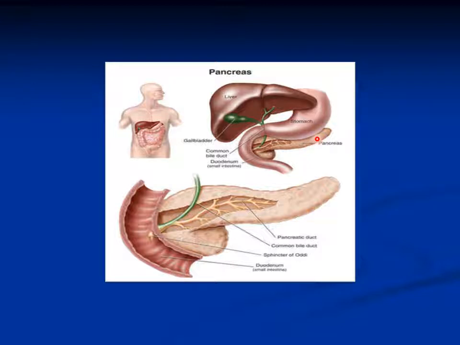This is the pancreas. Beneath the stomach, the pancreas is present. It is leaf-like and pinkish in color, and this one is the pancreatic duct, and this region is known as the islets of Langerhans, from which insulin, glucagon, and other hormones are secreted.